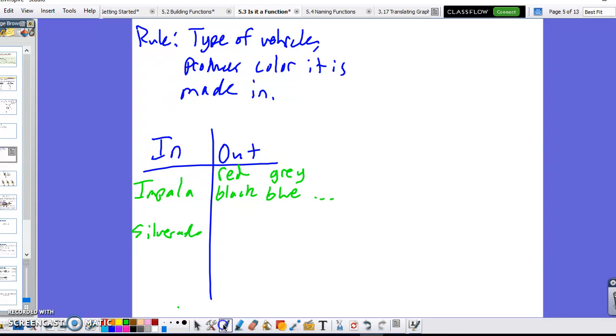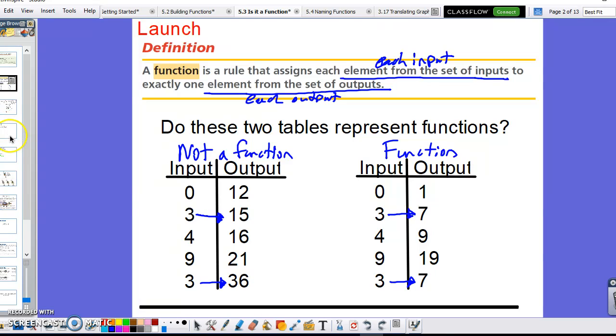It's something I could use to search. Again, there's applications of that, but it doesn't fit my definition of function. Okay?